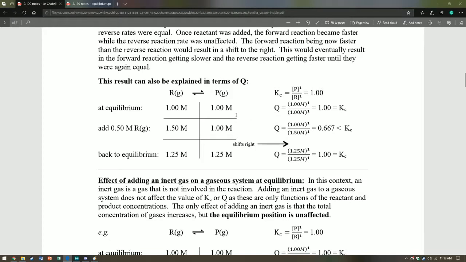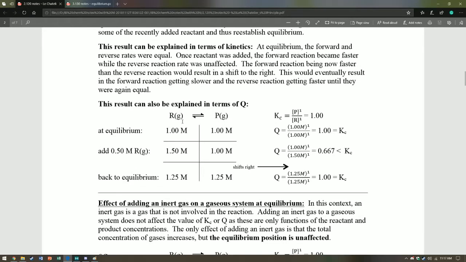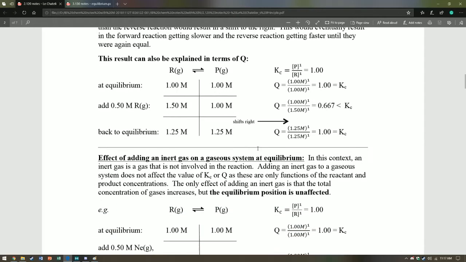Q, we can also do this mathematically. So at equilibrium, we have 1 molar and 1 molar. If we add 0.5 molar of reactant here, we can calculate Q as 0.667, and since we're told that K is 1, which is larger than Q, we know that there must be a net shift from the reactant side to the product side, and therefore once it's back at equilibrium, 1.25 over 1.25 is 1.